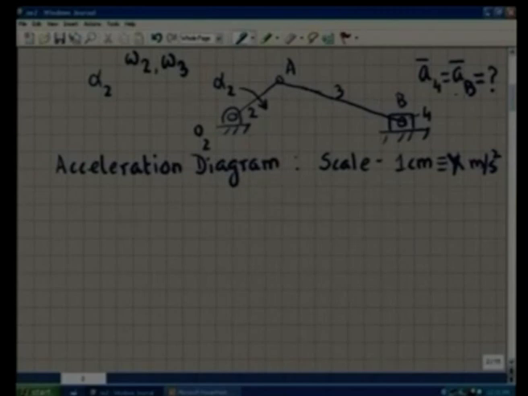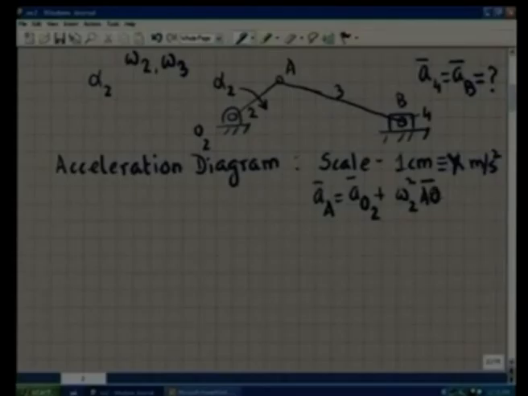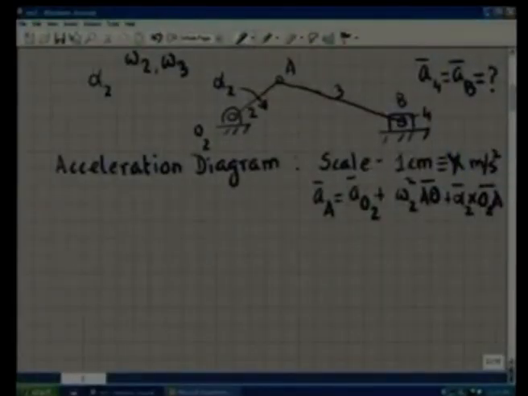So, first we determine A and O2 are 2 points on the same rigid body 2. So, I write A is A O2 plus omega 2 squared AO plus alpha 2 cross O2A. This relationship we have derived earlier, that the acceleration relation between 2 points on the same rigid body whose angular velocity is omega and angular acceleration is alpha.